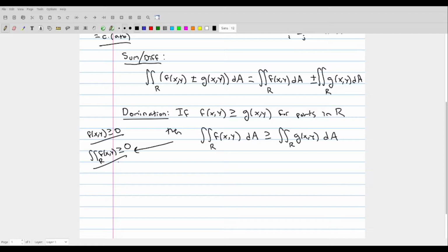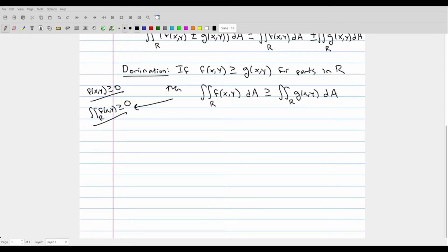And the last property that we have, again, all of these properties are directly from analogous properties for 1D functions, but they also hold for multivariable functions as well, which is nice. So the final property is called additivity.